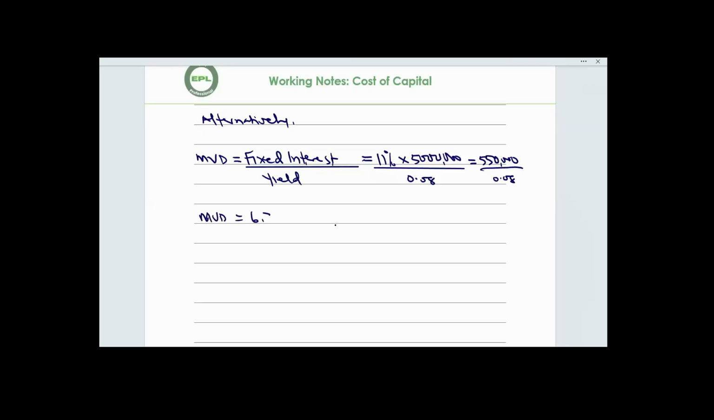And finally, we got 6,875,000. Yes, 875. So this is the amount. This is the market value of the debt, of the debentures. This is the total market value of the debt.